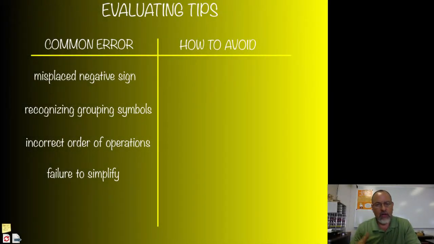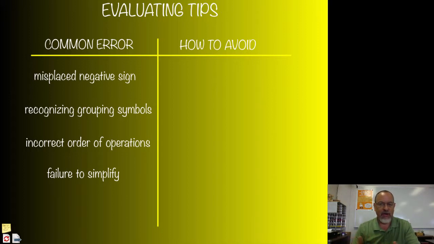Algebra Chapter 1. I'm going to finish up Lesson 1 by looking at evaluating these algebraic expressions. And there are some very common errors that happen when students are evaluating expressions, and I've listed a few of them here. Misplacing a negative sign, not recognizing all the grouping symbols, doing their order of operations incorrectly, and then a failure to simplify all the way, and then maybe one more we talked about before, not putting things in a conventional form at the end.